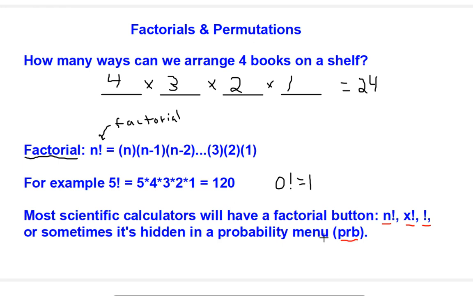So if we find that button on our calculator and we type in 5 factorial, the calculator will spit back 120. Again, if we were doing a large number like 31, we wouldn't have to do 31 times 30 times 29 and so on. Our calculator could do that number for us. So that's what a factorial is. Really handy to save us a little bit of time.